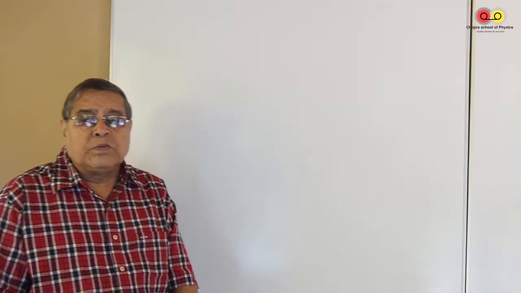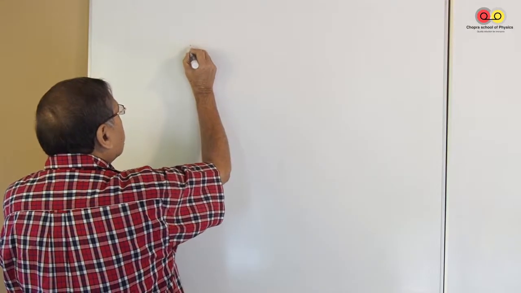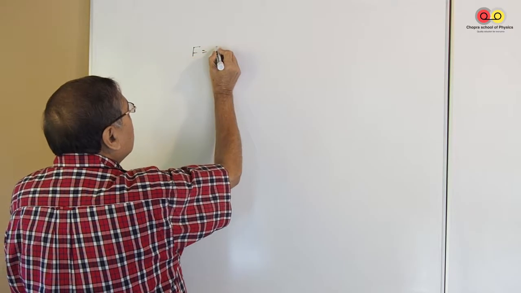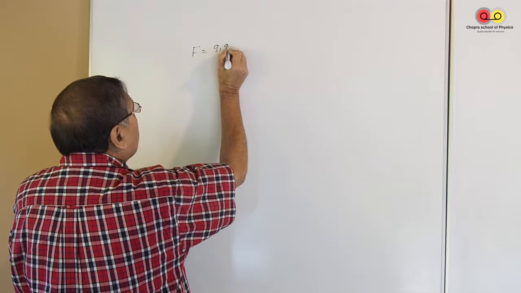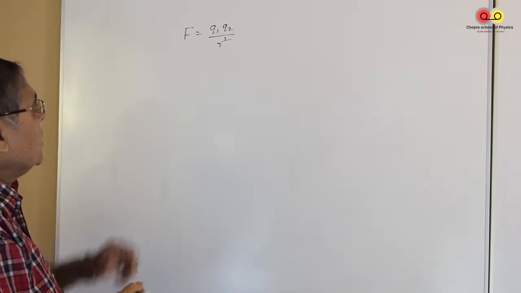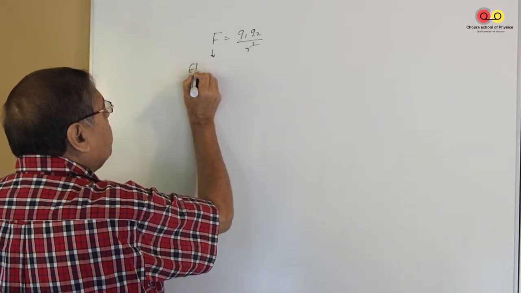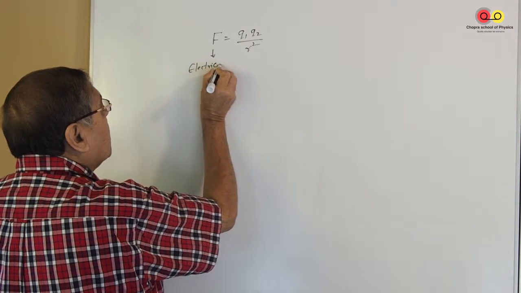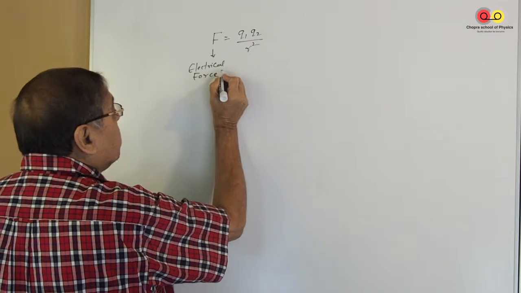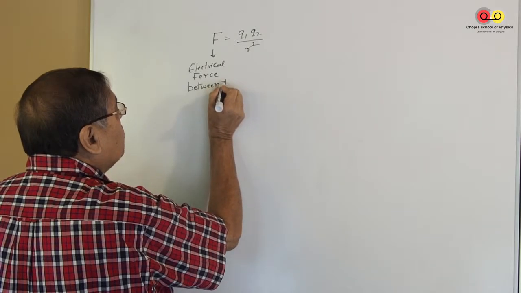So, if we wanted to use the CGS formula of Coulomb's law, we simply write like this: F is equal to Q1, Q2 divided by R square. Here F stands for electrical force between the two charges.